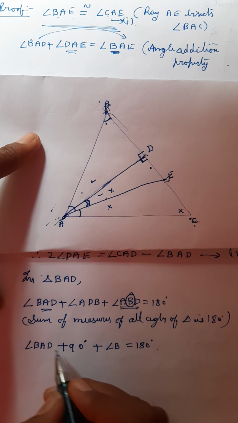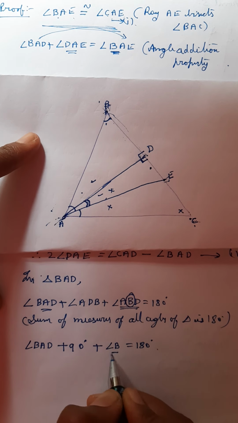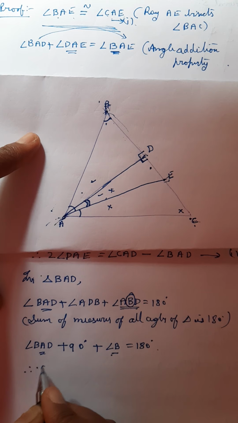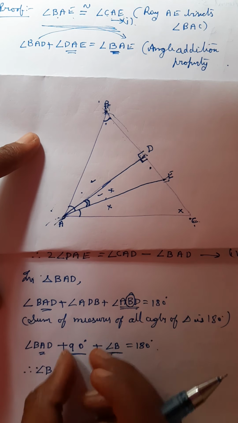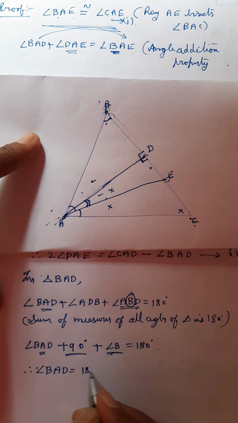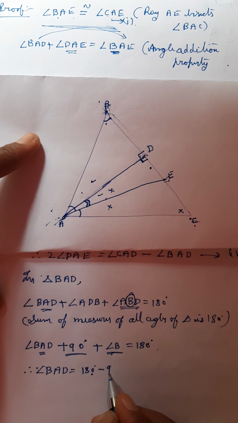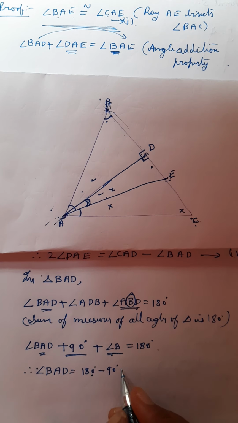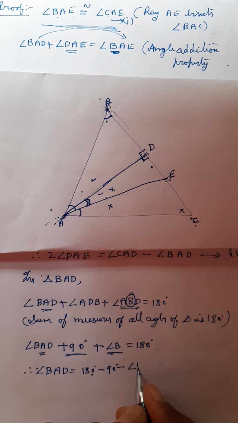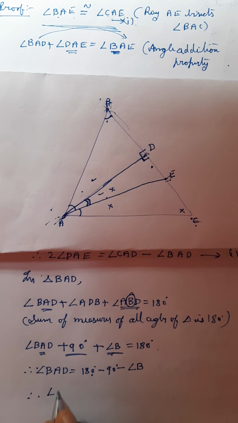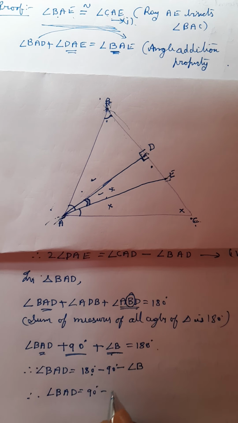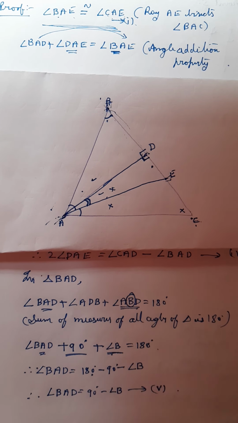So now here keep BAD as it is, angle BAD is equal to remaining this and this we will take to right hand side. So 180 degree already present, right as it is, and while taking, positive 90 degree becomes negative 90 and positive B becomes negative B. Therefore angle BAD is equal to 180 minus 90, 90 degree minus angle B. So consider this as equation 5.